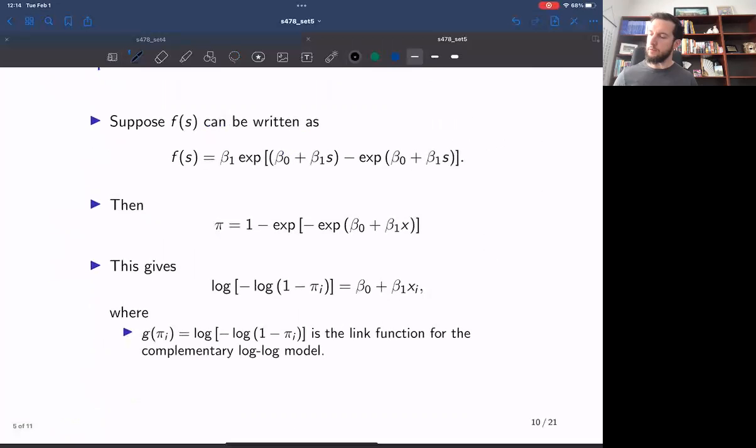All right, and then the last one is called the complementary log-log model. So this is another type of link function that's commonly used when fitting binomial GLMs. Similar idea: suppose f of s has the form shown here, then pi is going to be equal to the following. And that means that our GLM is going to be log negative log 1 minus pi equal to our model parameters. And this is the complementary log-log link.